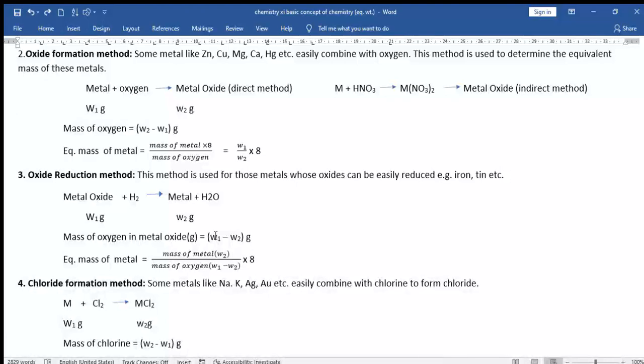The next method is the oxide reduction method. Some metals' oxides are easily reduced to form the metal. Like in the equation given here, metallic oxide when reacting with hydrogen forms the metal and water. If W1 gram of metallic oxide when reduced forms W2 gram of metal, then the mass of oxygen in the metallic oxide is W1 minus W2.